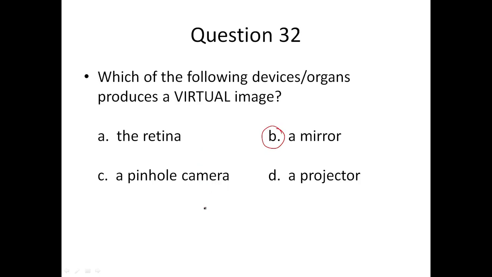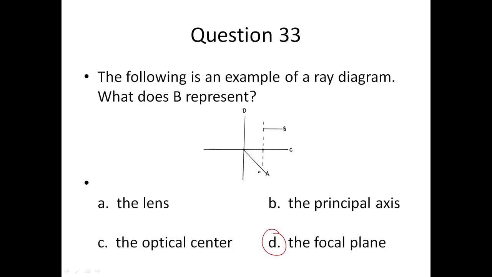Which of the following devices or organs produces a virtual image? In this case it's the mirror. Seems like this question was asked earlier. Question 33. The following is an example of a ray diagram. What does B represent? B represents the focal plane.